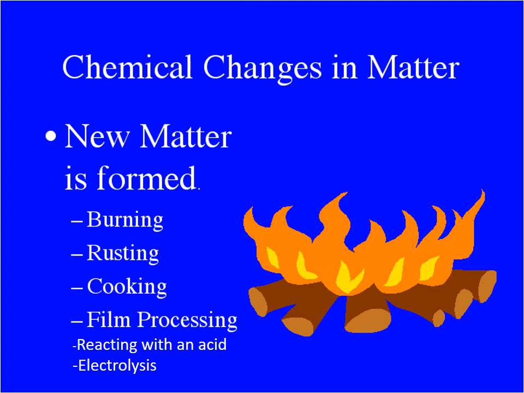Here are some other examples of chemical changes in matter. Basically, a new substance is going to be formed. So here, new matter is formed when we have something burning, rusting, cooking. We have film processing, reacting with an acid, and electrolysis. We're going to do electrolysis in class. I'm going to take some water and run electricity through it and separate it into hydrogen and oxygen. That'll be a fun little experiment in class.